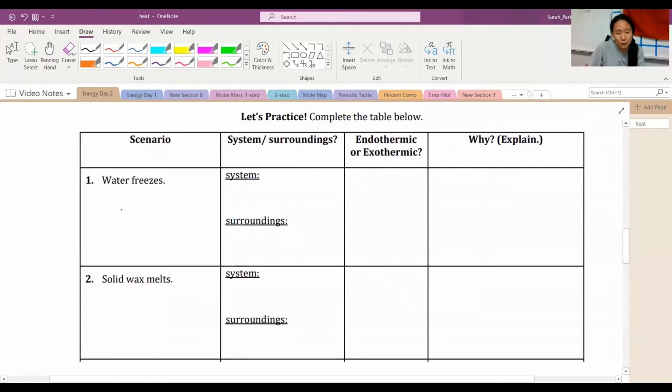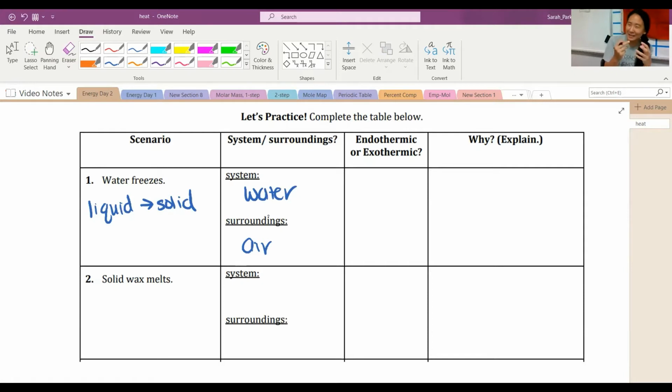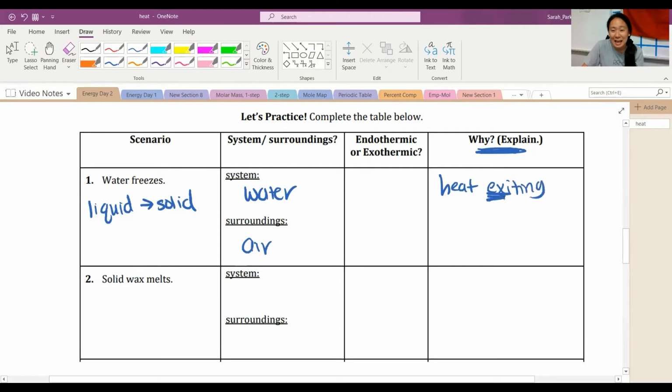When you have water freeze, you've got to think, okay, that means it went from a liquid to a solid, right? So the system then is the water itself. The surrounding is going to be the air, okay? So why would it freeze? How does liquid water become ice, right? Where does heat have to go? So I like to do this side first. So heat is doing what? It's exiting. It's leaving the water, right? And that's what causes it to freeze up.